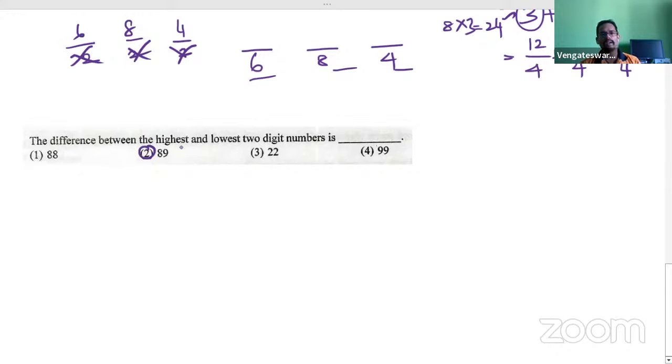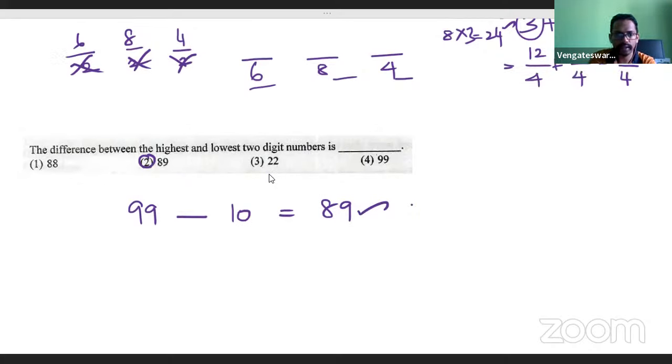Very simple. The largest two-digit number is 99. The smallest two-digit number is 10. The two-digit number family starts from 10, and the last one ends with 99. So we are asked to find the difference. 99 minus 10, 89 is the right answer. Simple. Great.